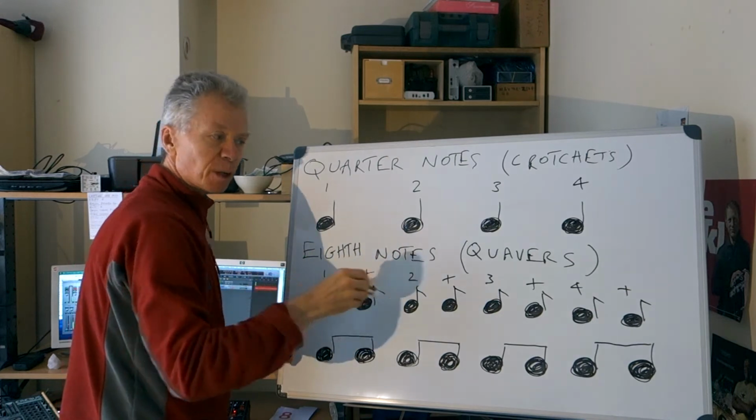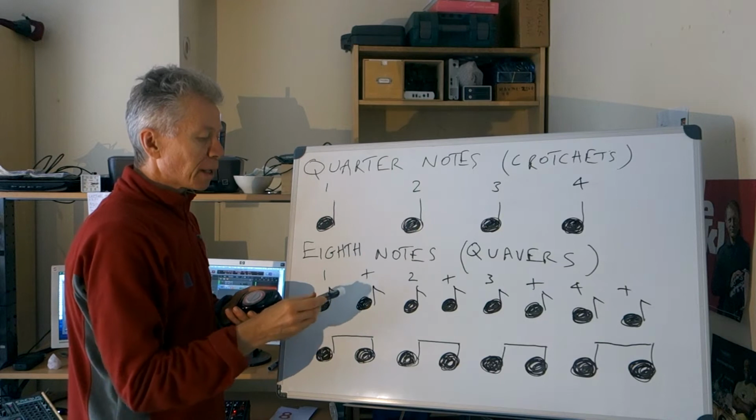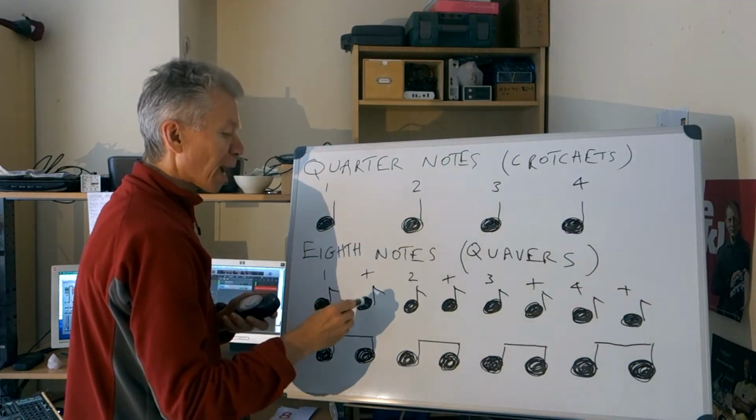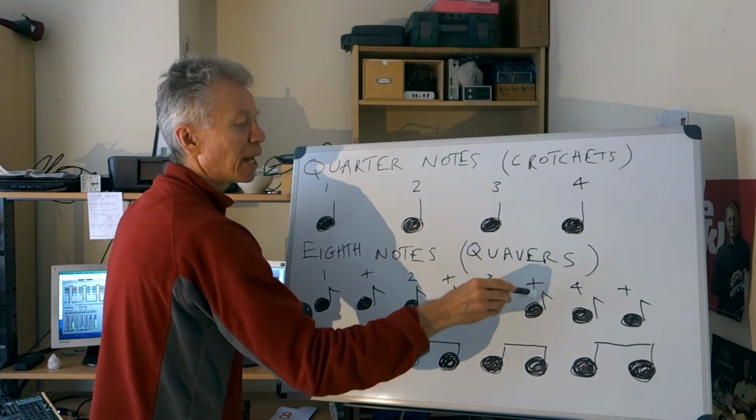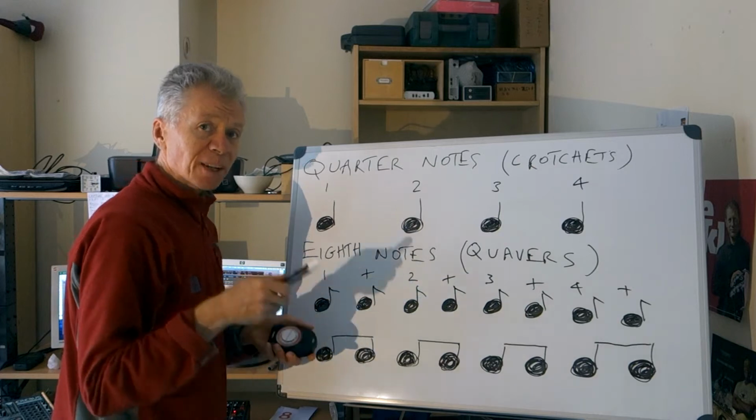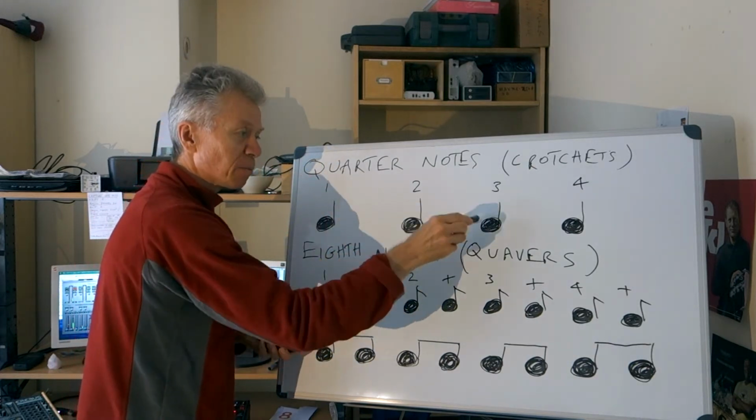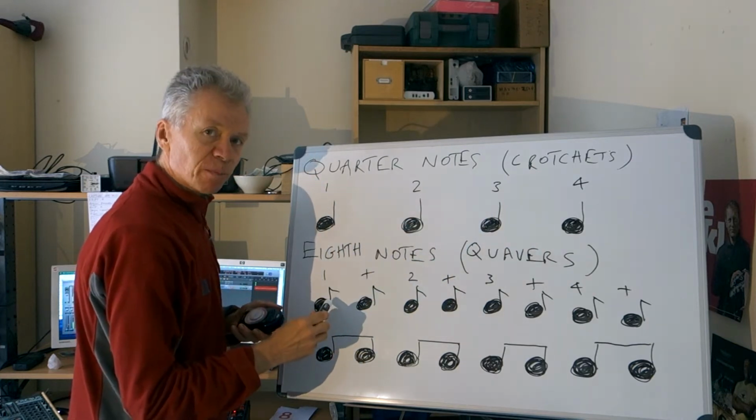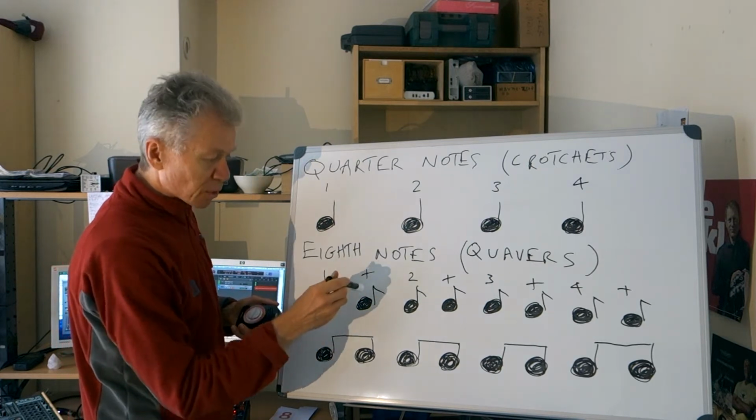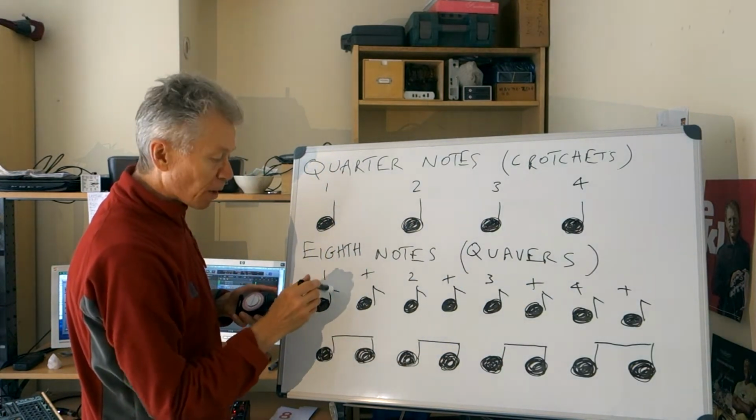And the eighth notes are going to be twice as fast, like this. 1 and 2 and 3 and 4 and 1 and 2 and 3 and 4 and. Okay, so at 60 beats a minute, each quarter note is a second apart, and each eighth note is half a second apart.